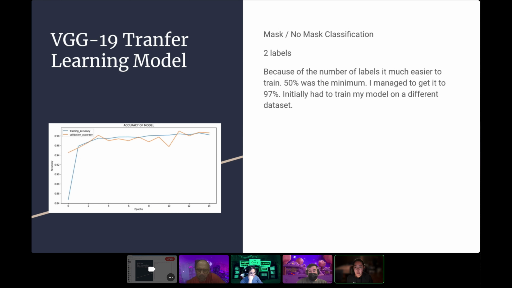And this is the part that I did for this project. I used the VGG19 transfer learning model. Also at the start, I used a different data set. It's classification, so there's only 2 labels. One is mask and the other one is no mask. Because of the number of labels, it was easier to train because the minimum is 50% if you guess. And I managed to get 97% at the second or third try.